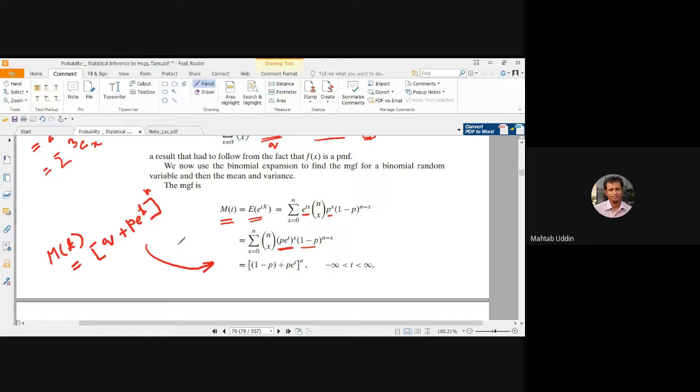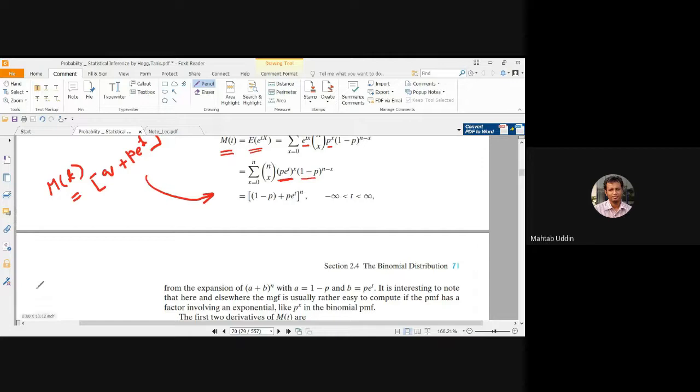But we have to make sure M(0) equals 1. Now put t equal to 0, then we get (q e to the 0 equal to 1, so q plus p) whole to the power n, and we know p plus q equals 1, so 1 to the power n is equal to what? 1. Since this is 1, we can say this is a valid moment generating function. Do you understand? Yes, sir.